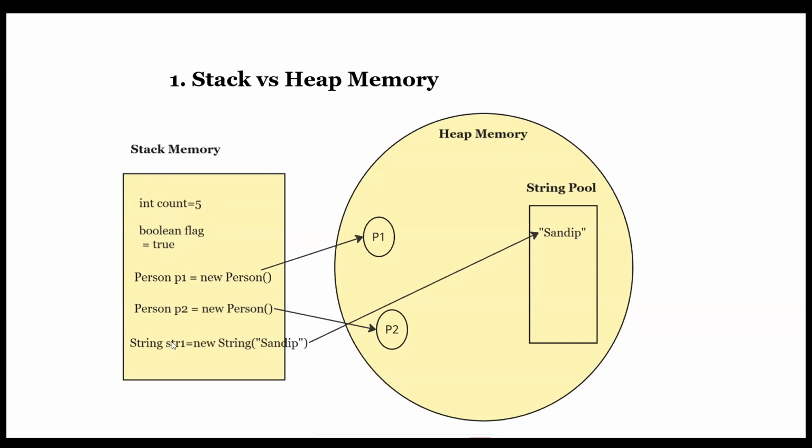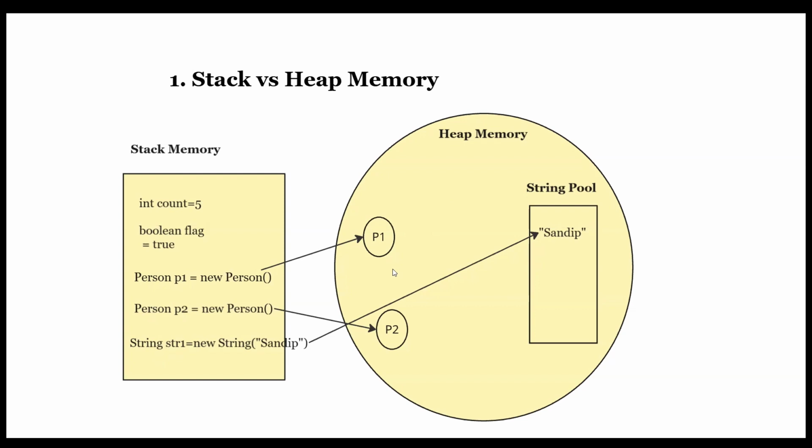But for objects, only the references are stored, like P1, P2, and str1 here. So these are all references. These are stored here, but all the main objects are stored inside heap memory. So stack memory is allocated and freed automatically, while a method enters or exits. It is very fast, but limited in size.